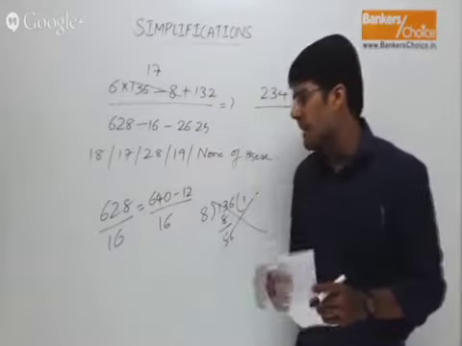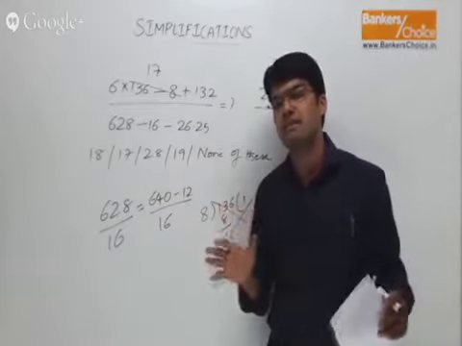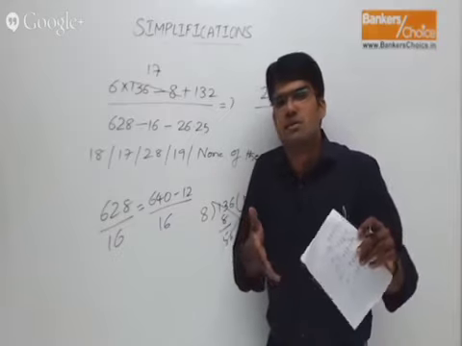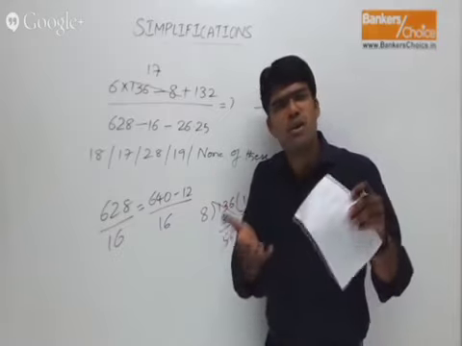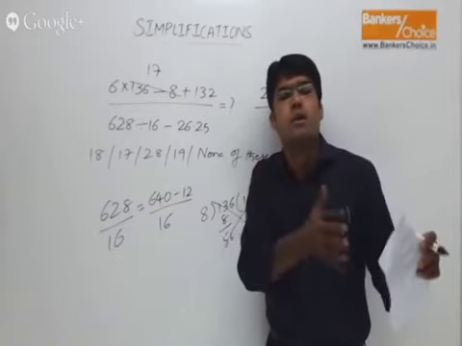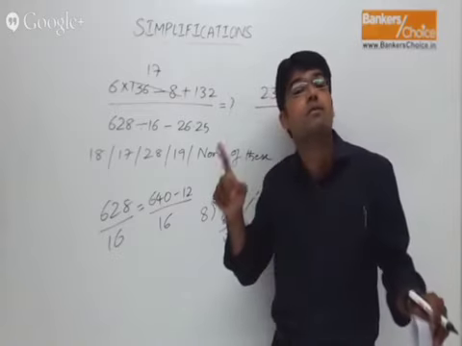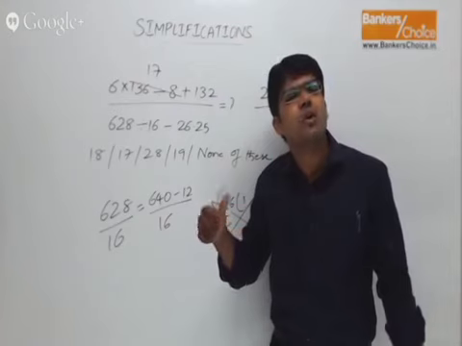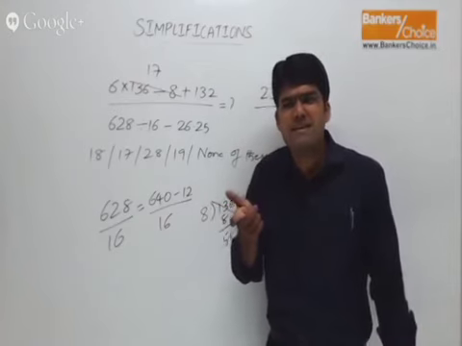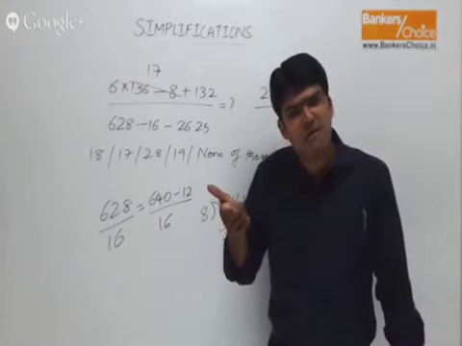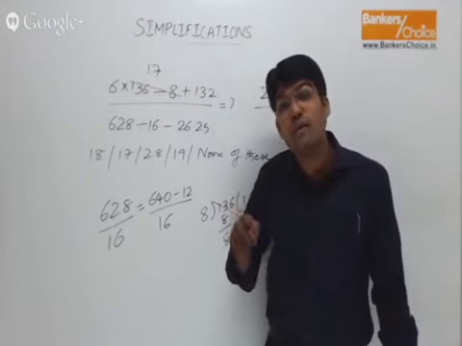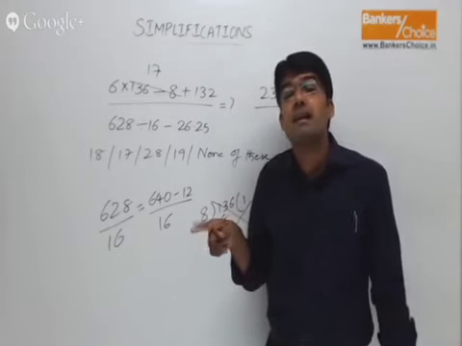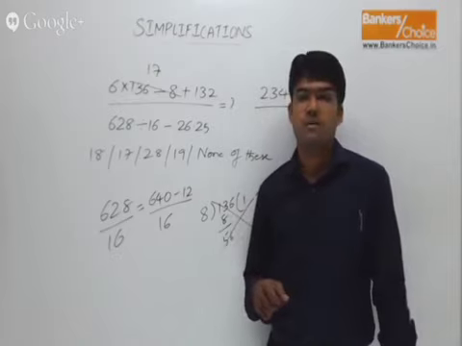Are you able to follow? Now try and understand. You don't have to write this step. It's all visualization. 640 by 16 will be how much? 64 by 16 is 4, so 640 by 16 will be 40. 40 minus, what's the left out part? 12 by 16. What is 12 by 16? 12 by 16 is 3 by 4. 3 by 4 is 0.75. So 40 minus 0.75. How much is that? 39.25. Are you able to follow?